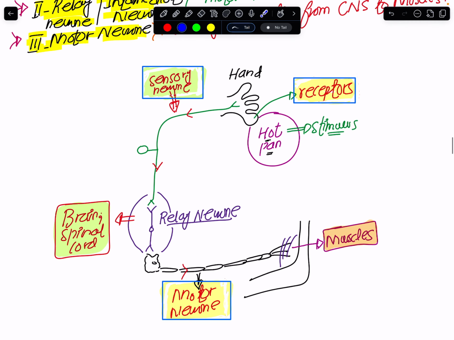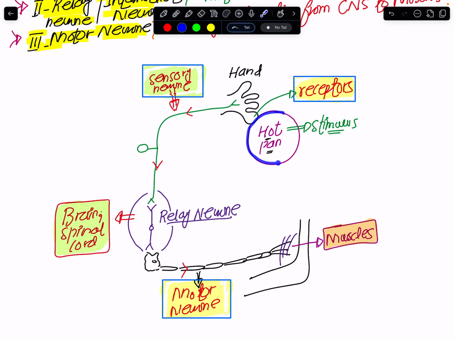So if I were to tell you in case of this example, this is a hot pan, and this hot pan is the stimulus. In the hands, we have the receptors, and from the receptors the information is conveyed to this first neuron, which looks like this. So this is a sensory neuron. From the sensory neuron, the information would go to these neurons within the brain and the spinal cord, and they are the relay or the intermediate neuron. The word intermediate itself indicates that this comes somewhere in between the sensory and the motor neuron. And from the relay neuron, the information would be conveyed to this motor neuron, and this motor neuron would bring the electrical impulse to the effectors.